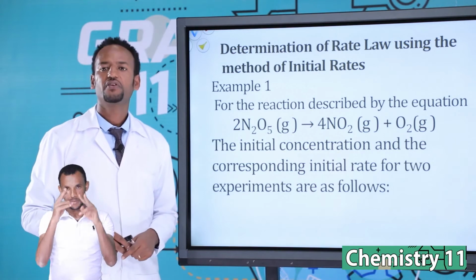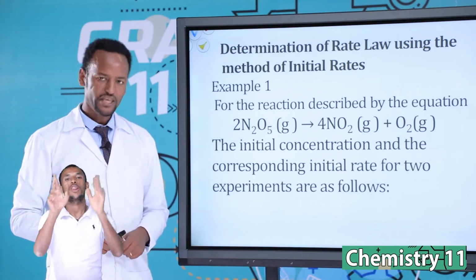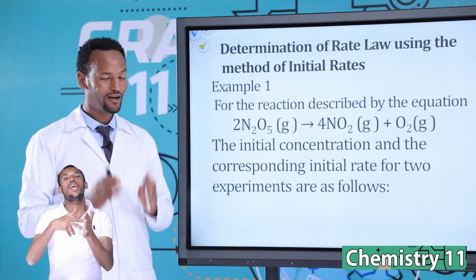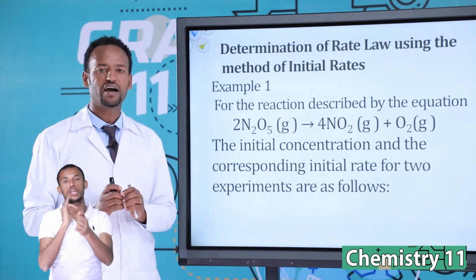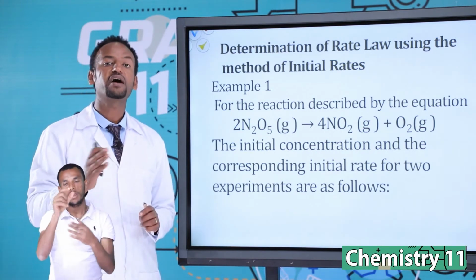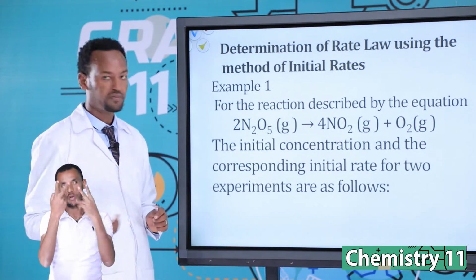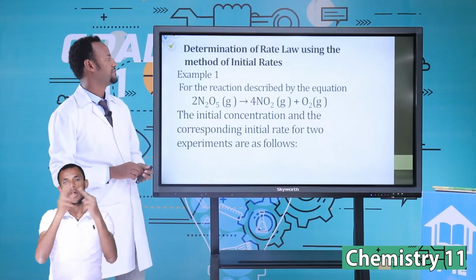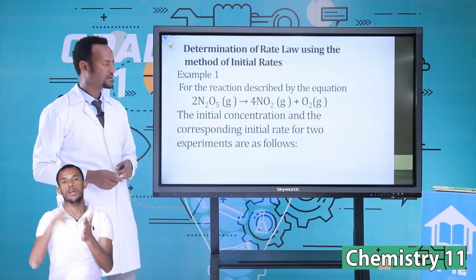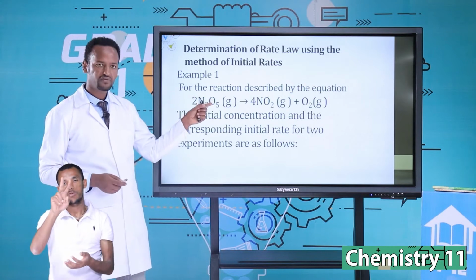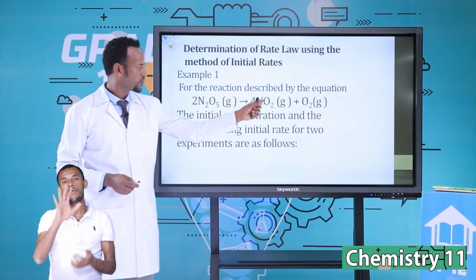Determination of rate law using the method of initial rates, because order is not determined simply by using the coefficient. X is determined experimentally. Look at some examples. Example 1: for this reaction, 2N2O5 gives 4NO2 plus O2.